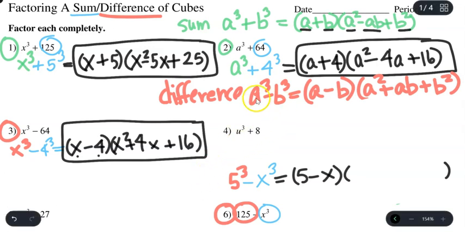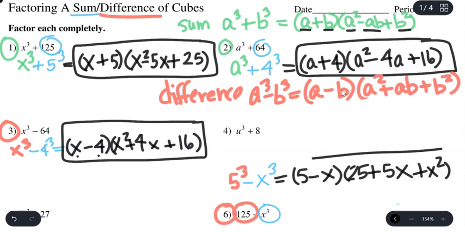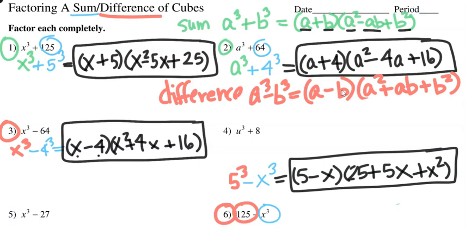So if we follow the difference of cubes, my first term is going to be this cube root squared, so it'll be 25. My last term is going to be this cube root squared, which is going to be x squared, and that's addition. And then I'm going to add the product of my two cube roots, 5 times x. So hopefully that helps you with the difference of two cubes, or the sum of two cubes.